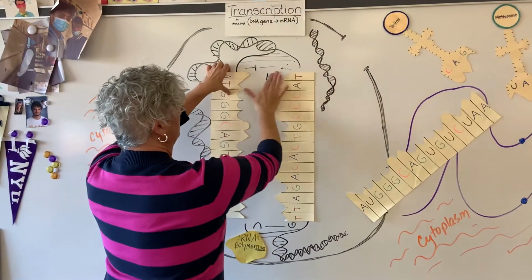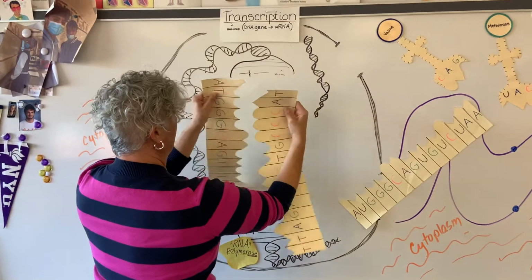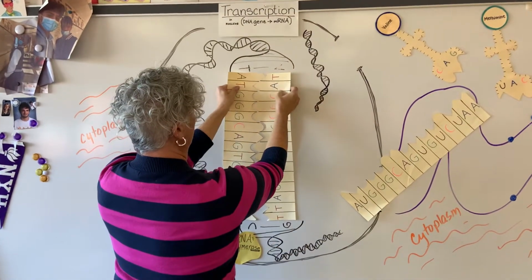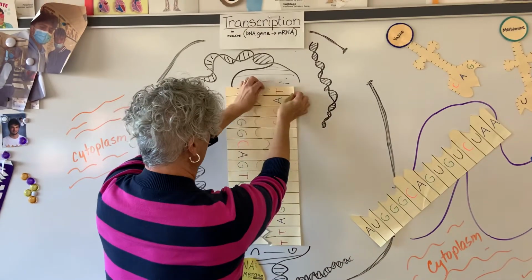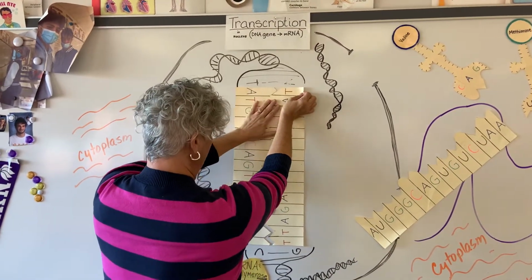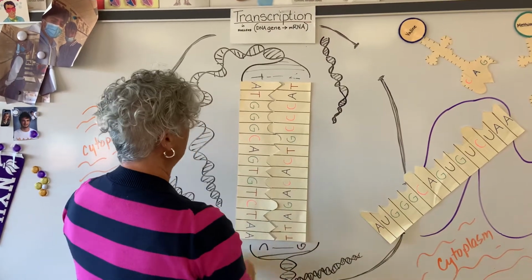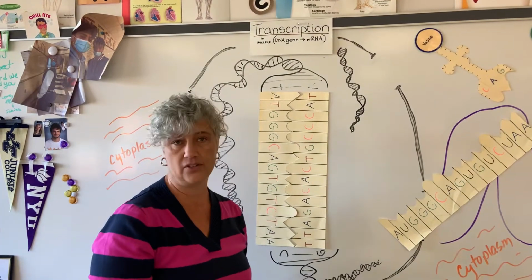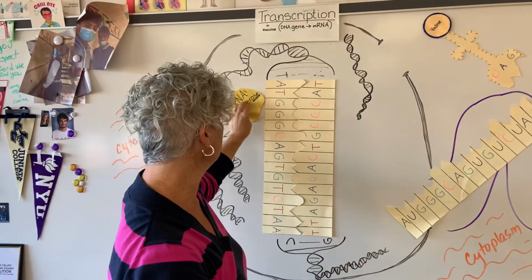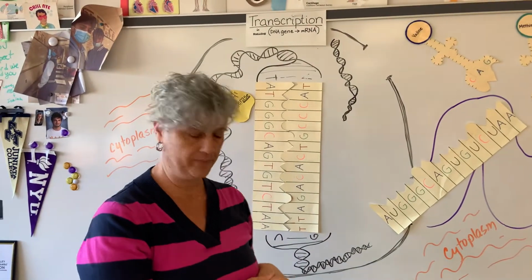As that's happening, the DNA that had been separated by the RNA polymerase immediately zips right back together, and it's as if nothing ever happened, and it's completely safe and contained in the nucleus. Okay, so in that way, the gene never leaves the nucleus, it stays right there. So that's the end of Act 1, that's transcription.